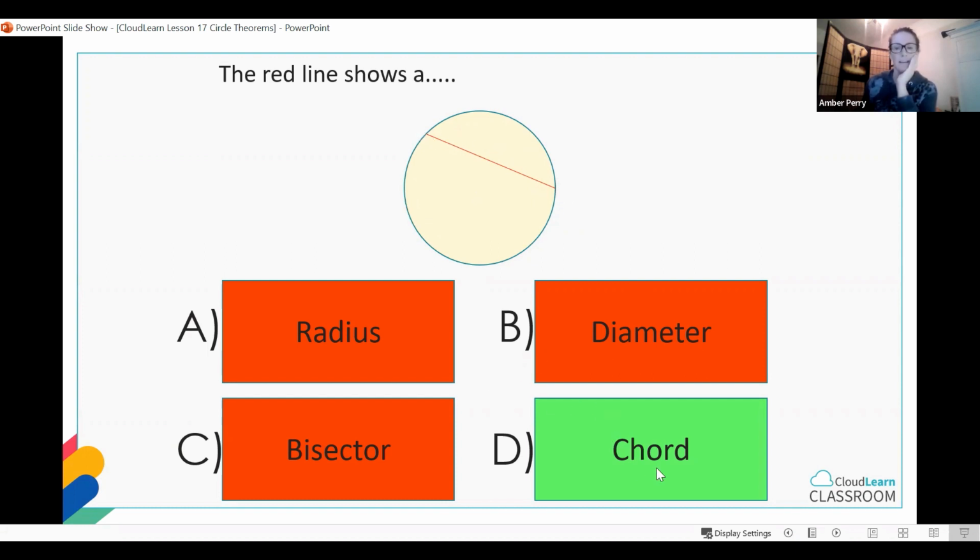And I was going to say earlier that a chord bisects a radius. So if you've got a radius and a chord and they meet, they bisect each other. So we'll look at that at some point later when we look at doing circle theorems, because that's a really useful thing. It's not technically a circle theorem, and it's not one that I've got to do today, but it is useful to know. So that's just an extra fact for you.